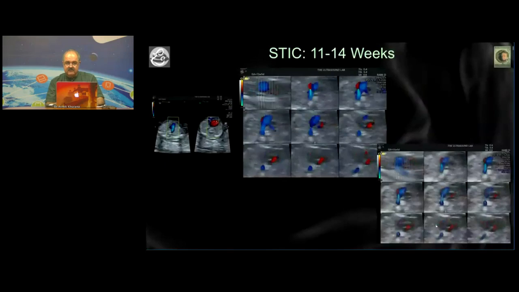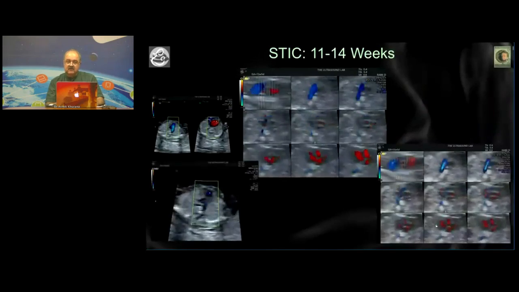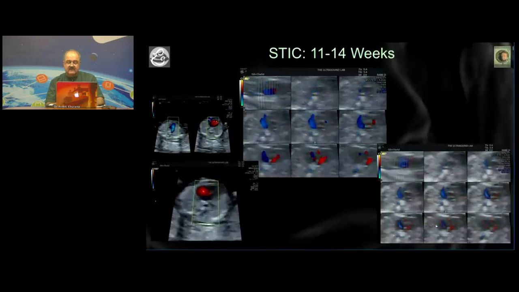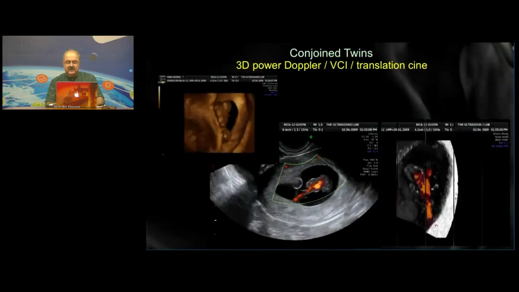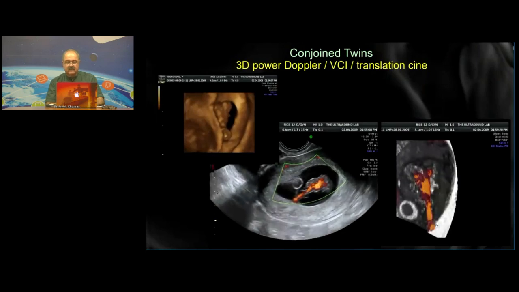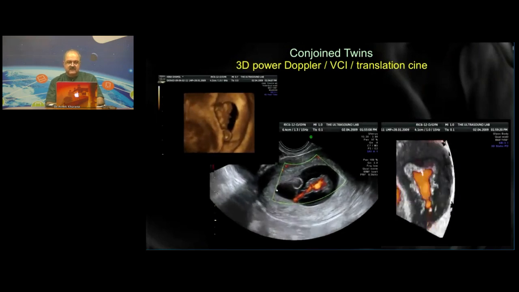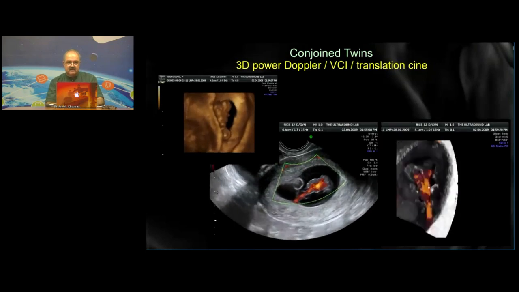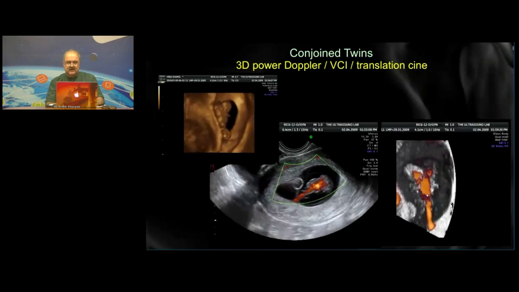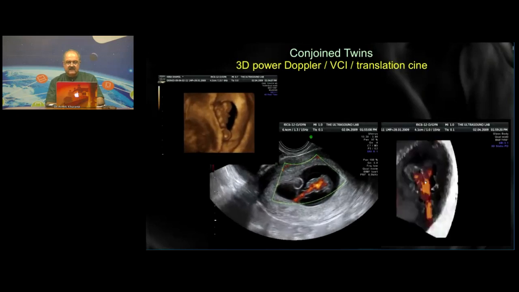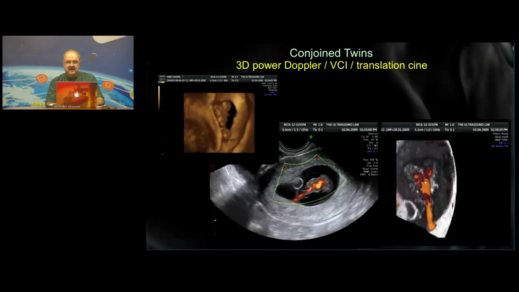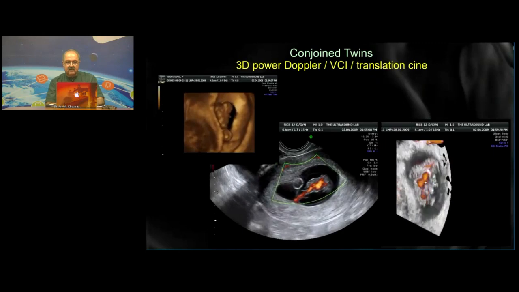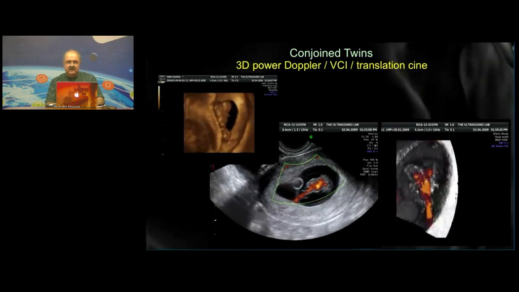Remember that even the simple things like, should I terminate conjoined twins or should I not? I have answers because I can map conjoined twins. I use a combination of 3D power Doppler, VCI, which is volume contrast imaging that gives me sections, and I then use a translation cine, as you see here, to show that there's a complete disaster in terms of the vascularity here. We have a single large vessel umbilical cord, a huge amount of shared vascularity in the lower part of the abdominal wall, throughout the abdomen, and even all the way into the thorax. And therefore, I'm going to be looking at a disaster later on.